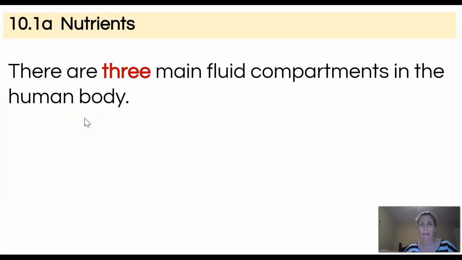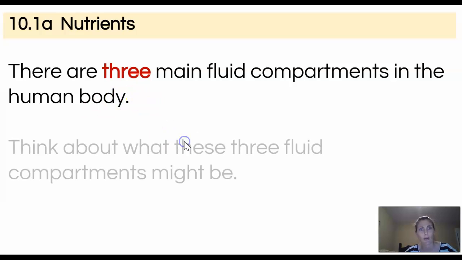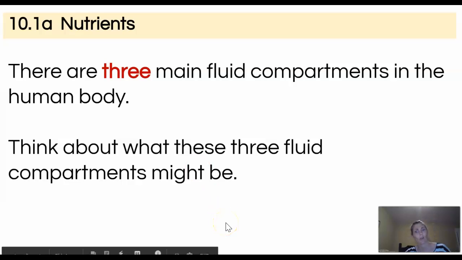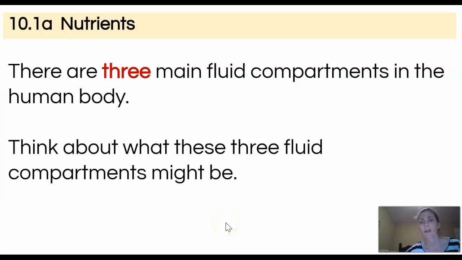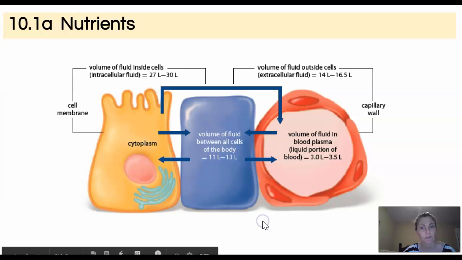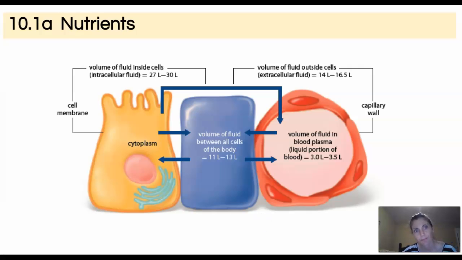There are three main fluid compartments in the human body. It goes without saying that water is very important. So where are those fluid components in the human body? I want you to think about where they might be. Pause the video to think about where all of the fluid in our body might be contained. Here's a diagram to help you think about it.